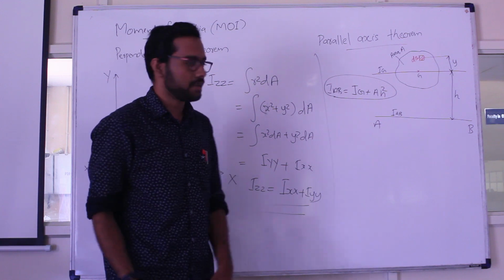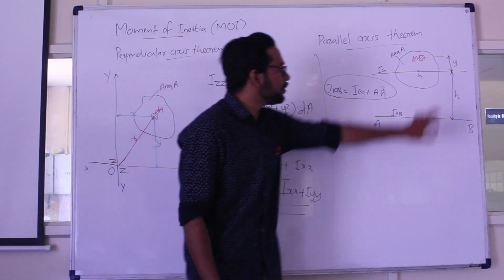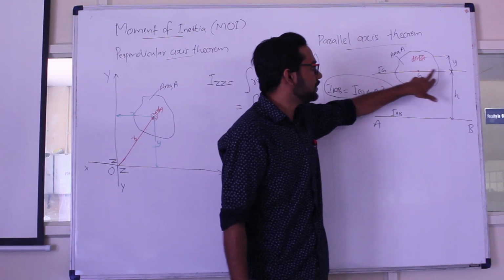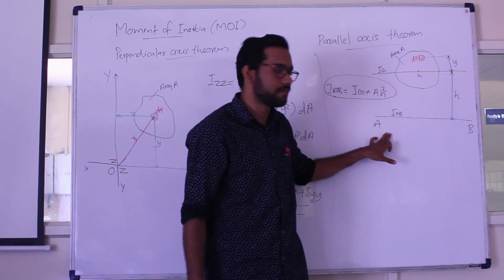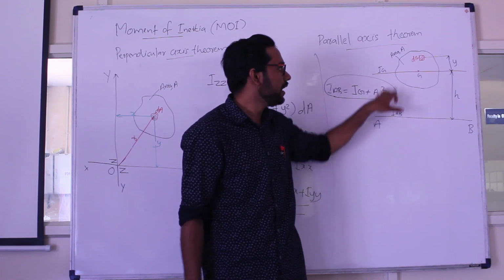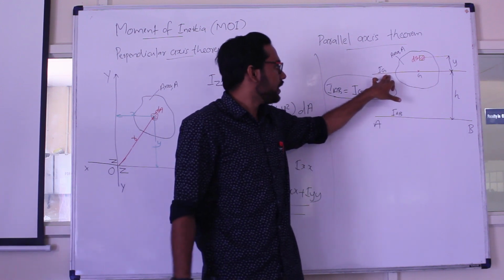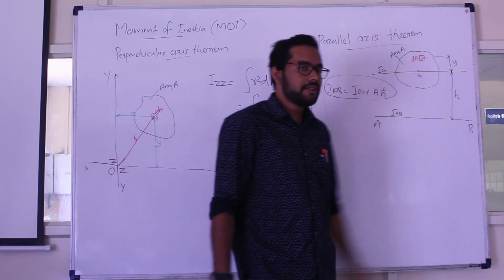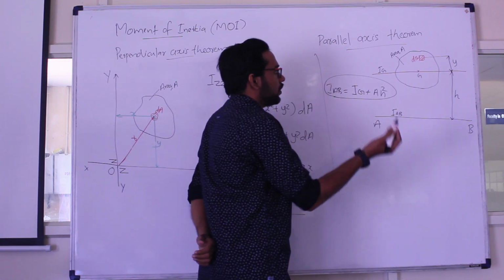So we need to derive the result. Consider an elemental area dA at a distance y from the centroidal axis. This is our centroidal axis, this is our centroid, and this is our reference axis AB. The moment of inertia about AB is denoted by IAB, and the moment of inertia about the centroidal axis is denoted by IG.